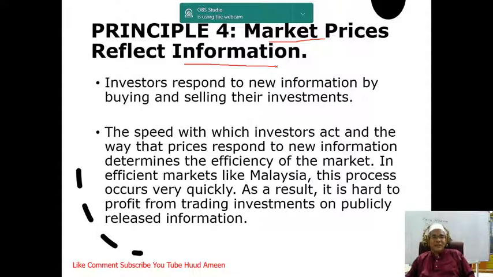Investors respond to new information by buying and selling their investments.